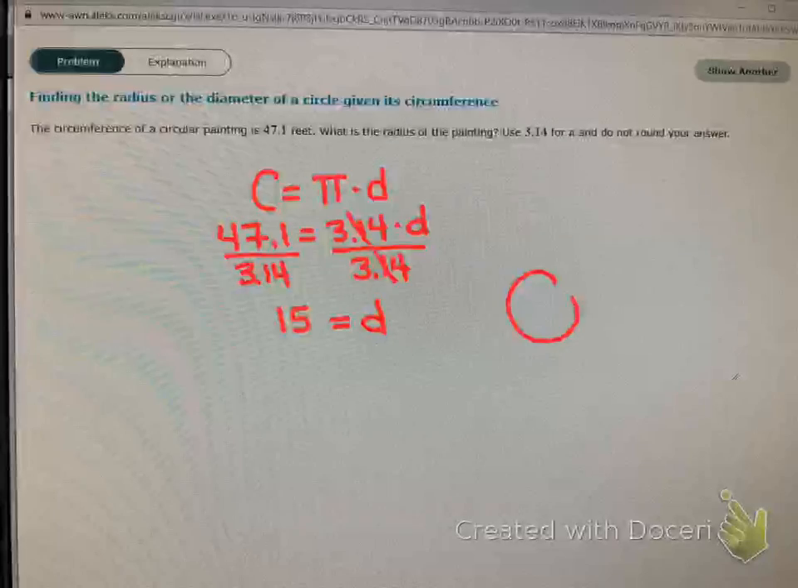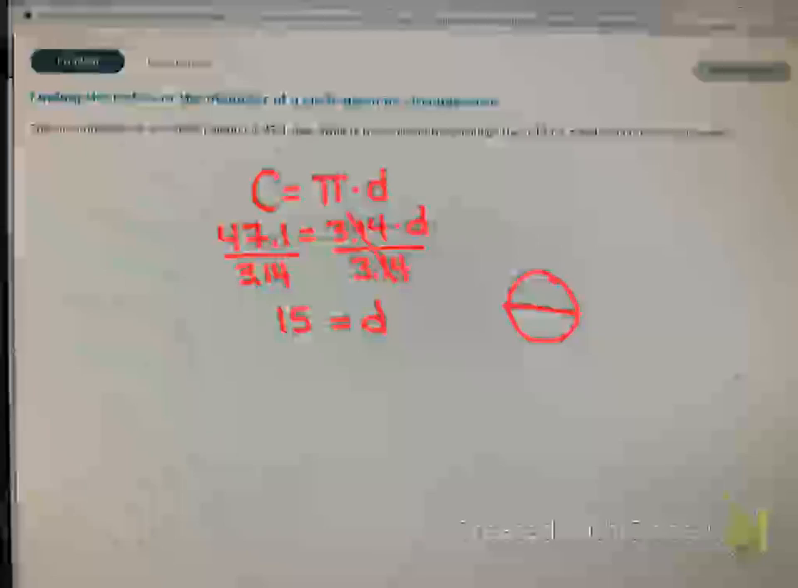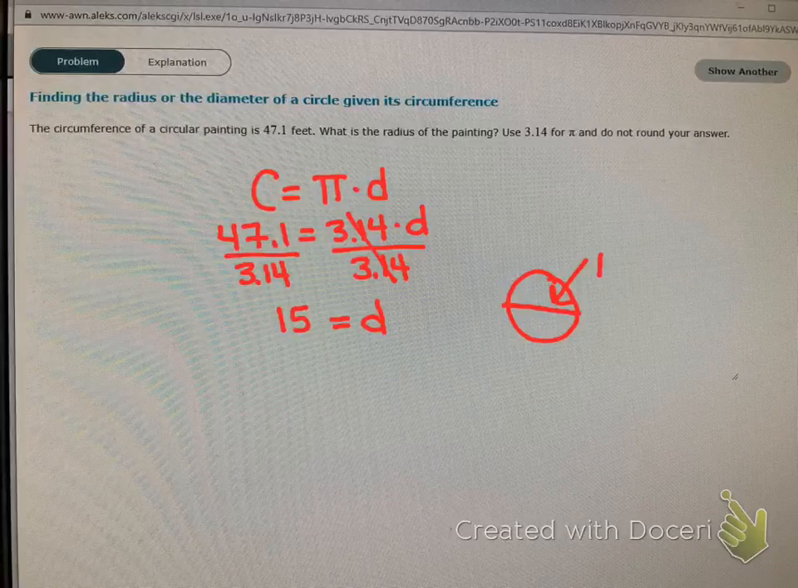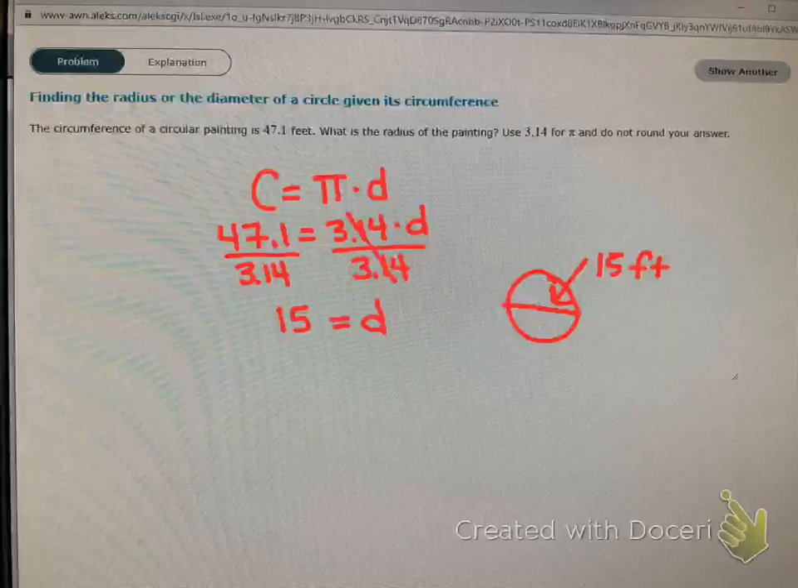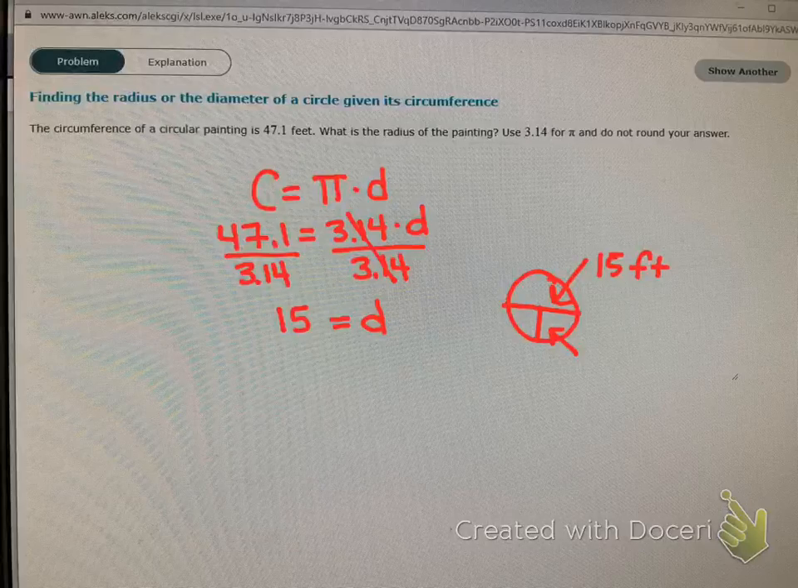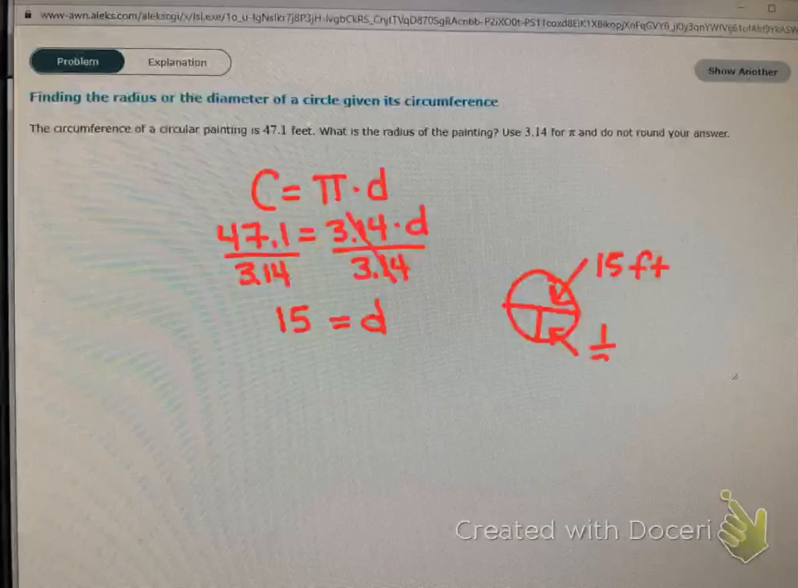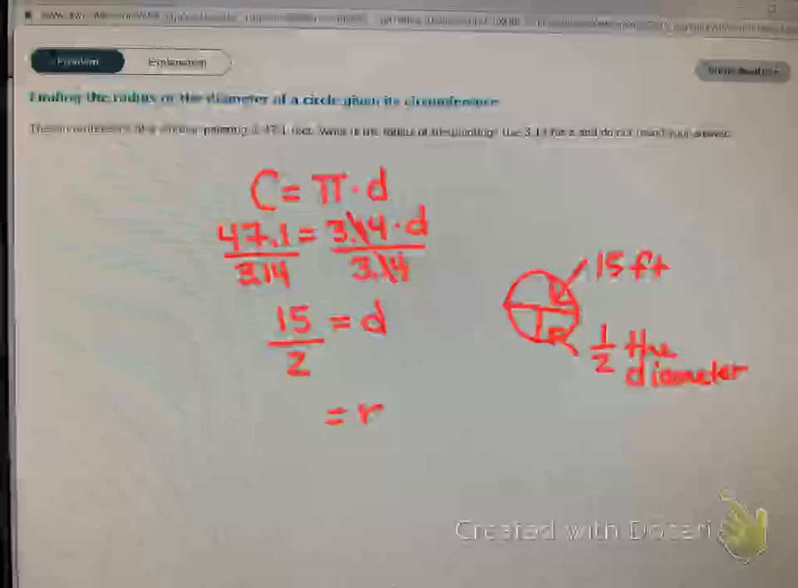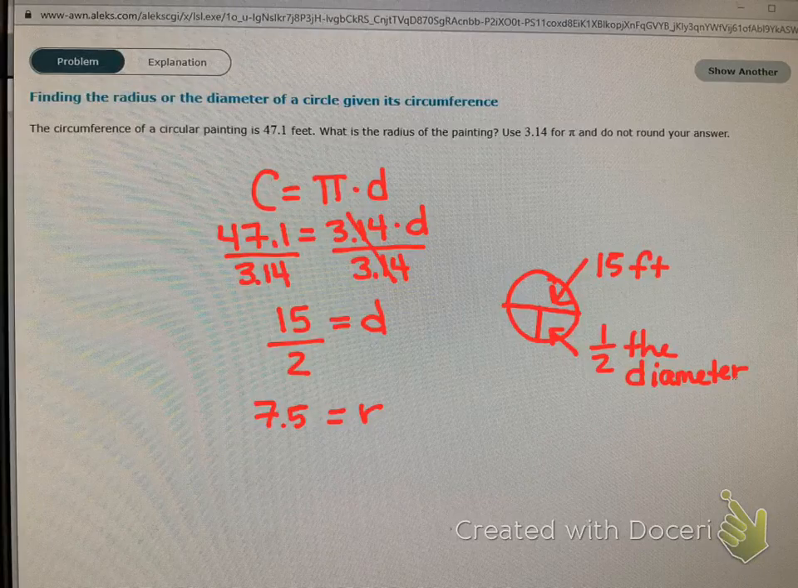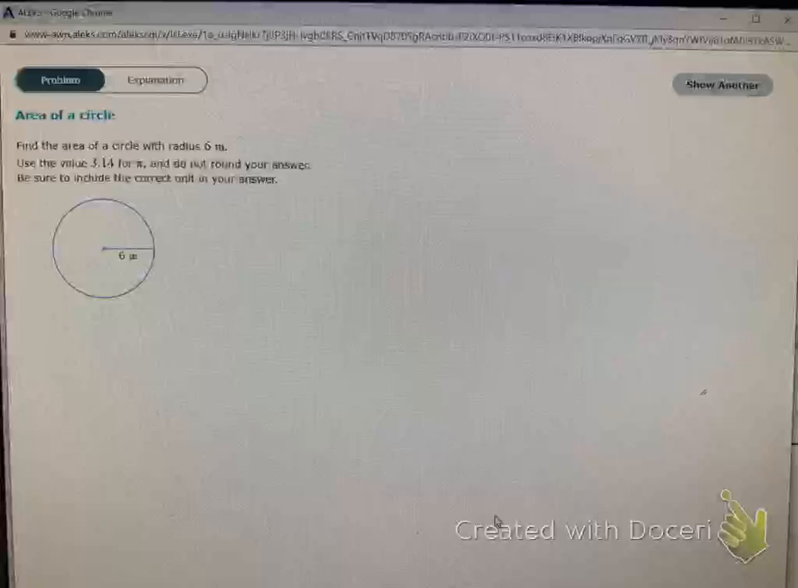Now remember that the diameter is the line that goes all the way across. That right there is 15, and this is in feet. The problem is we want the radius. The radius is just from the center to the side, which is half the diameter. And so we need to take the diameter of 15 and we need to divide it by 2. And so the radius equals 7.5, and this is in feet. And so you can go ahead and put that in. Let's go ahead and switch to a third question.